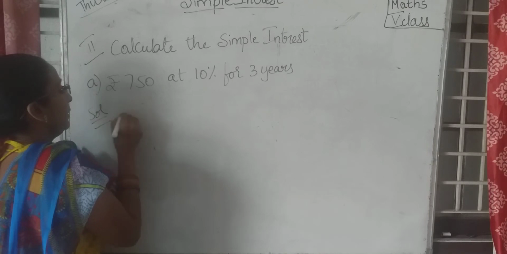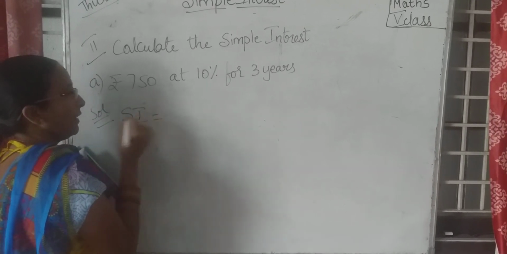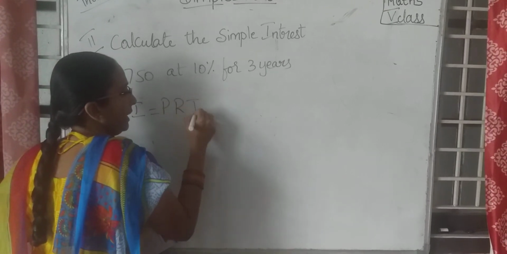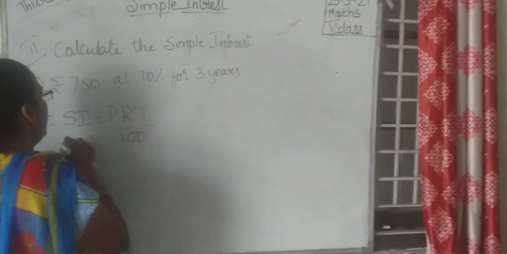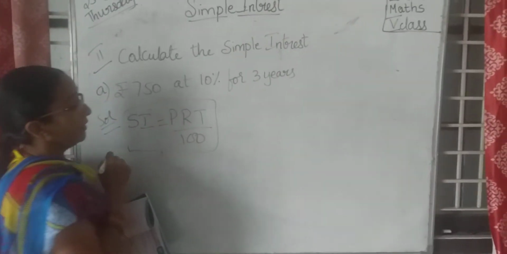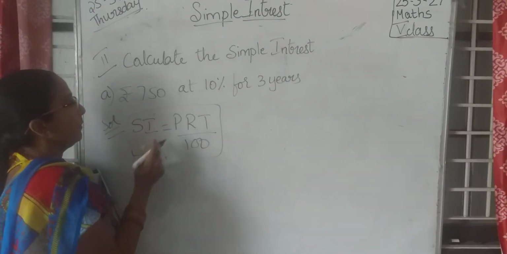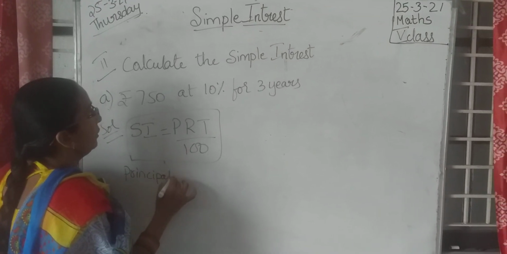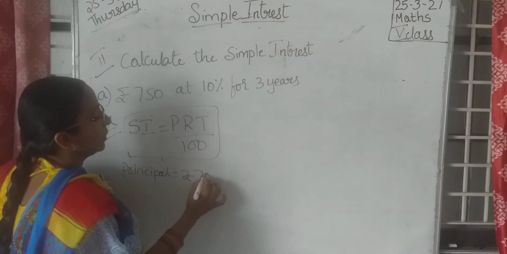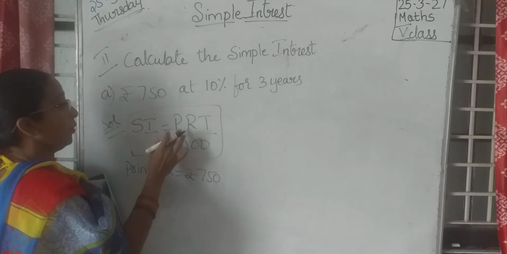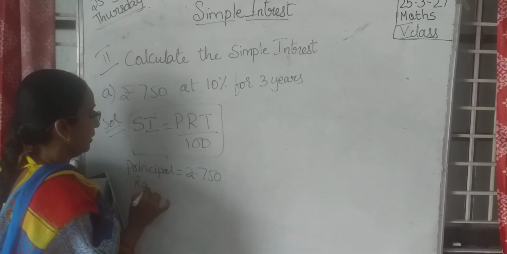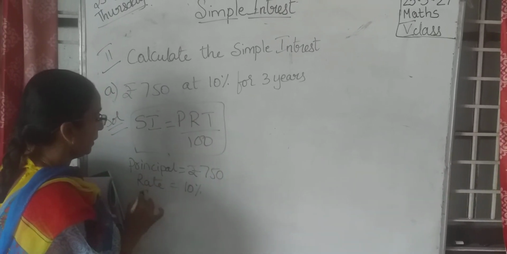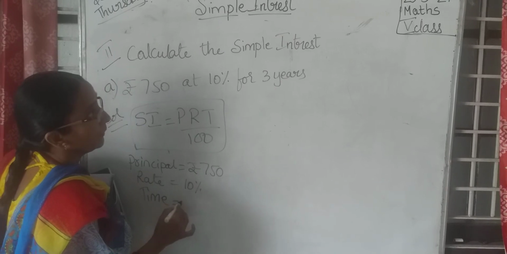Solution. SI, simple interest, is equal to PRT by 100. Yes children, this is a formula, you are going to underline it. Now P means principal. Principal is equal to how much, children? Principal is equal to rupees 750. Yes. Now rate is equal to 10%. Now T means time. Time is equal to 3 years.